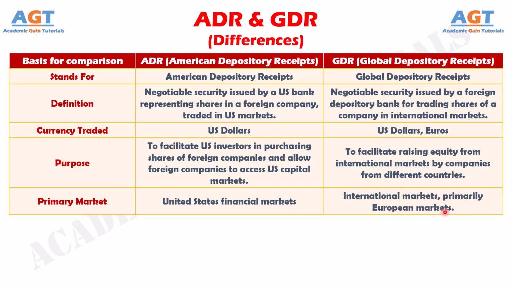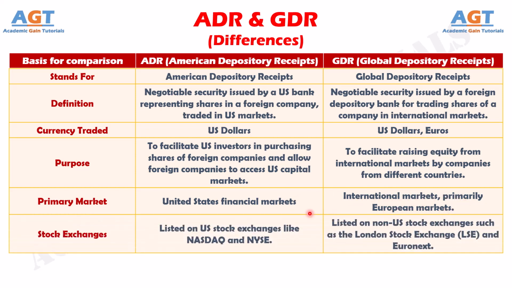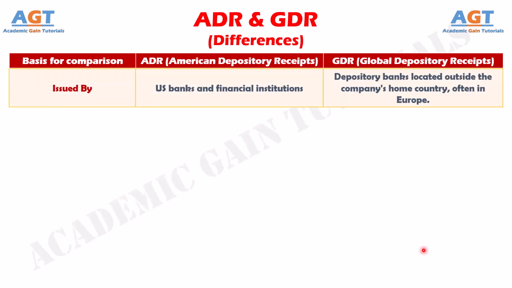markets. Number 6. ADRs are listed on U.S. stock exchanges like NASDAQ and NYSE, whereas GDRs are listed on non-U.S. stock exchanges such as the London Stock Exchange, LSE, and Euronext. Number 7. ADRs are issued by U.S. banks and financial institutions, whereas GDRs are issued by depository banks located outside the company's home country, often in Europe.